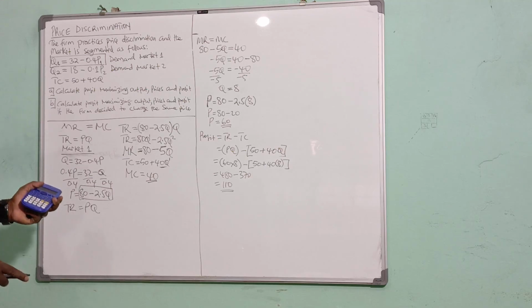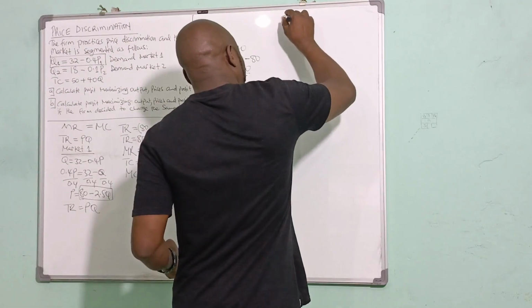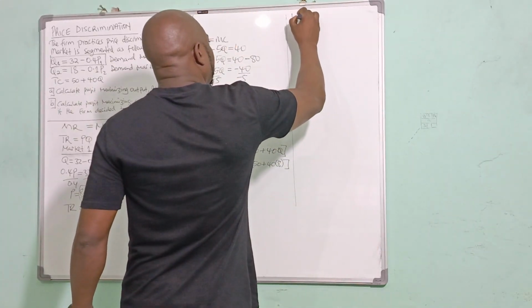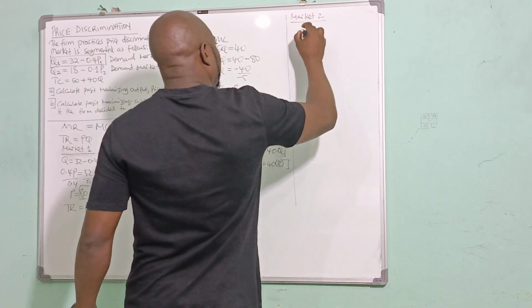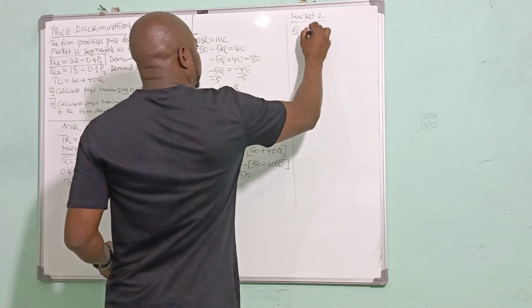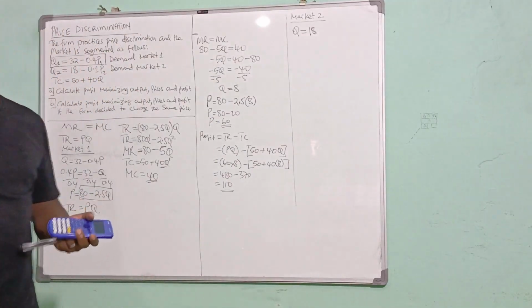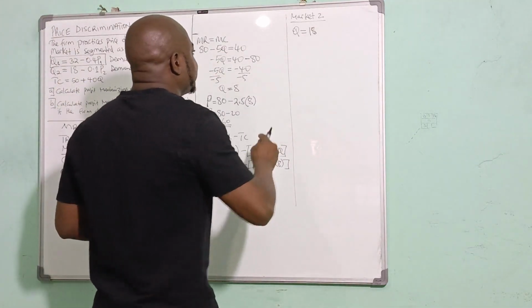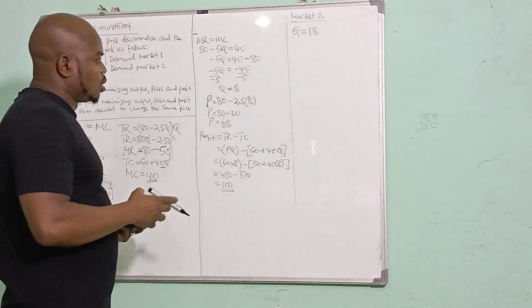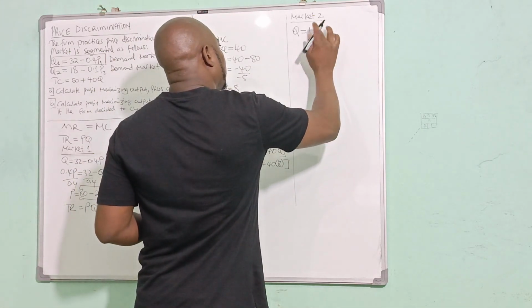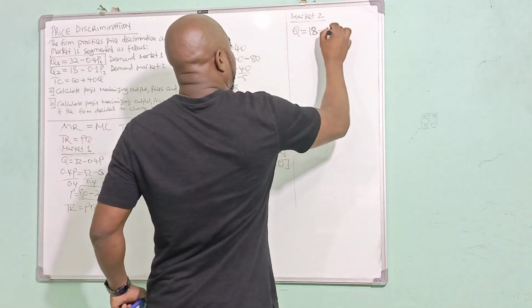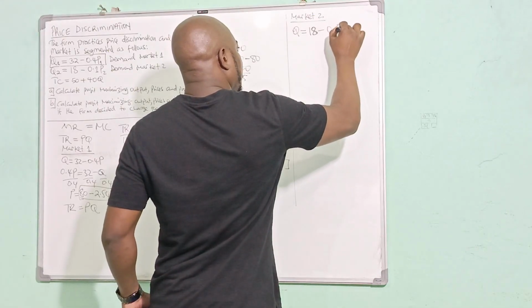So now I'll go to market 2. Market 2, Q is equal to 18 minus 0.1 P.